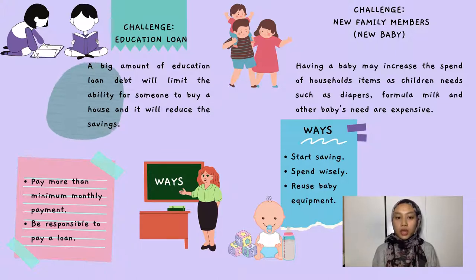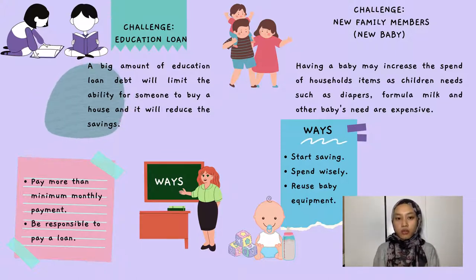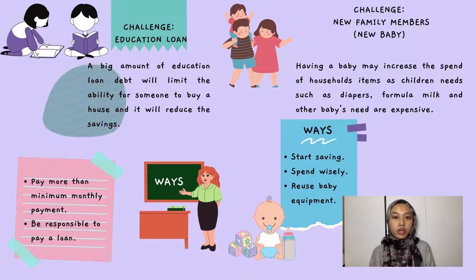Having a new baby may increase household expenses as baby needs are expensive. However, it can be overcome by starting to save for baby expenses such as diapers, formula milk, and other baby equipment before the baby is born. Next, we should spend wisely in order to have enough money for the upcoming baby. Besides, this challenge also can be overcome by reusing baby equipment. The parents can reuse previous baby equipment such as stroller, baby car seat, and clothing for the upcoming baby.